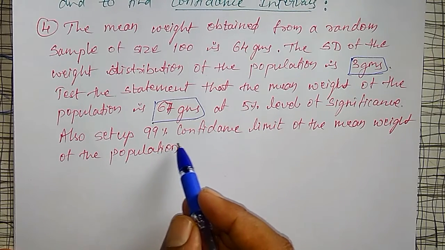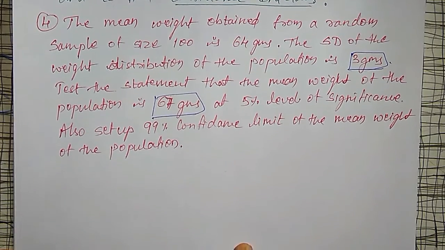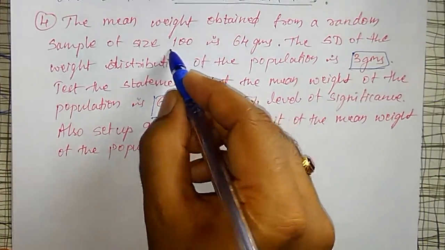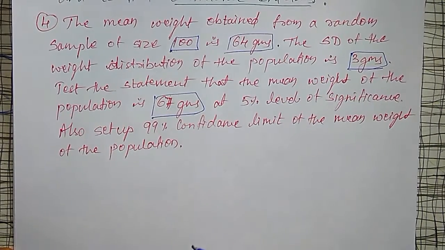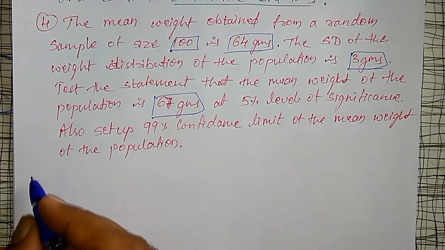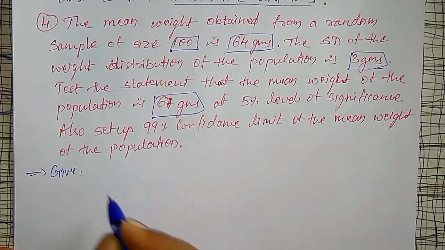set up 99% confidence limit of the weight of the population. They are given 100 sample size, 64 as a mean of the sample. Therefore, given I will write first. What is the given data?